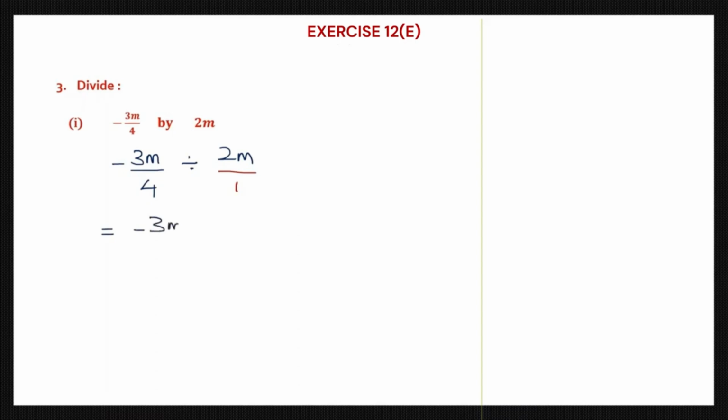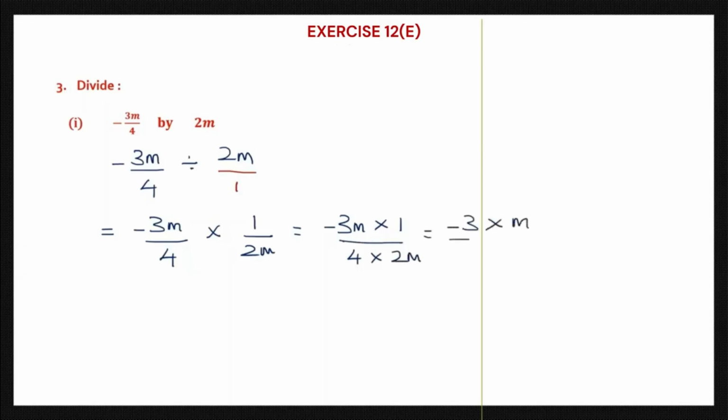We write the first fraction as it is. We change the division sign to multiplication and we write the reciprocal of the second fraction, 1 by 2m. So this will be minus 3m into 1 by 4 into 2m, which is minus 3 into m into 1 will be the same, and in the denominator I have 4 into 2 into m.